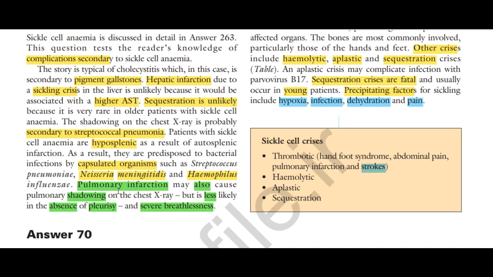The differential diagnosis can include pulmonary infarction, which can also cause shadowing in this patient, but it's less likely, especially in the absence of pleurisy and severe breathlessness. They didn't mention that, okay?